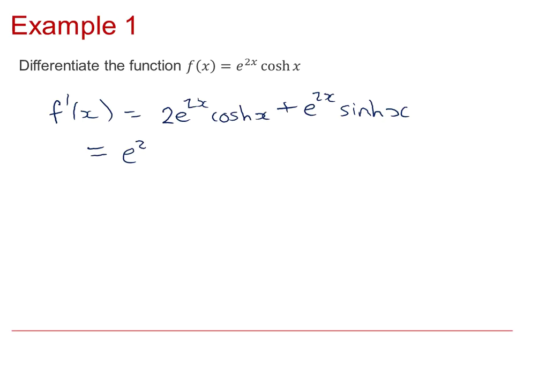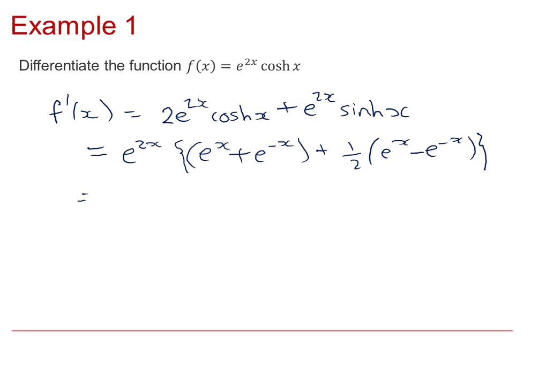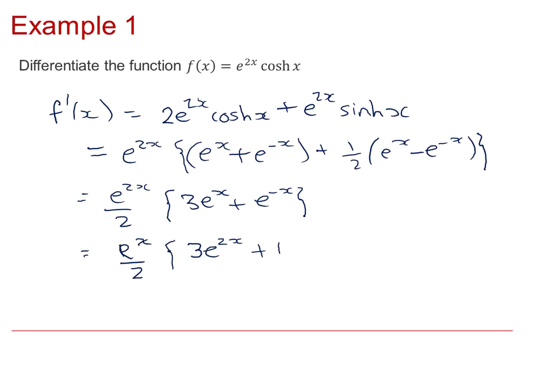I take that factor of e to the 2x out, and then the 2 cosh x would be e to the x plus e to the minus x, and then the sinh x is a half e to the x minus e to the minus x. Alright, so I'll take a half out, and that would then give me 3 e to the x plus 1 lot of e to the minus x, which equals e to the x over 2, 3e to the 2x plus 1. Note that the answer you give would depend on what form you're asked to give the answer in.